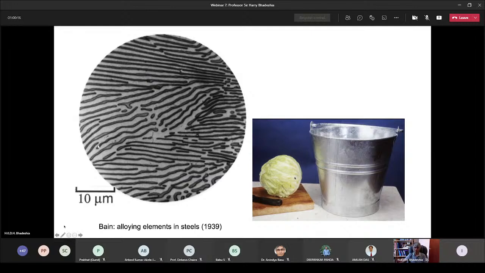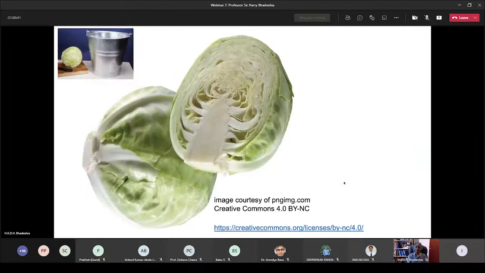So imagine that you have a cabbage, and the cabbage represents cementite. All the leaves are connected. So that's a single crystal of cementite. And then you have a bucket of water, and the water is the ferrite, and all of the ferrite is a single crystal. So when I put this cabbage inside water, that represents pearlite. And if I section that, then I will see what appears as if it's a lamellar structure.